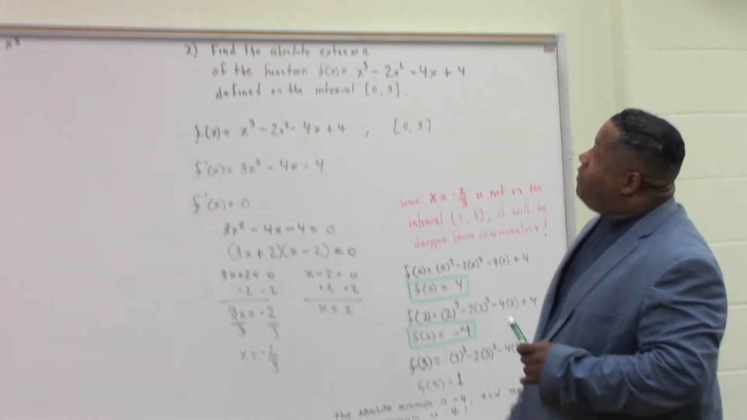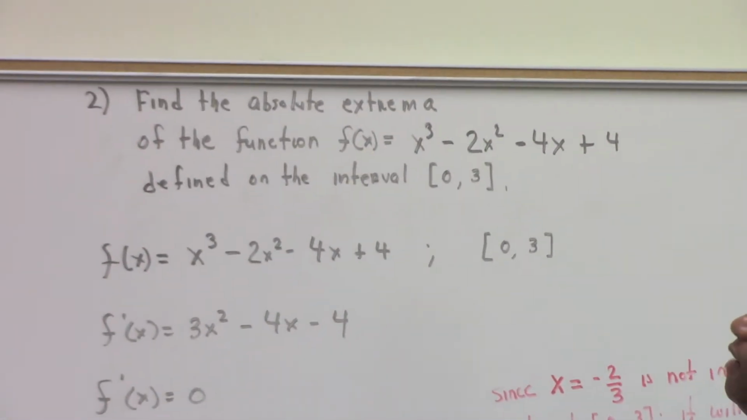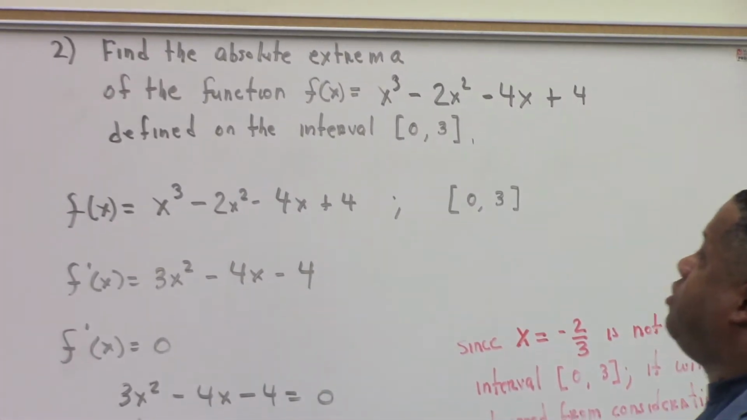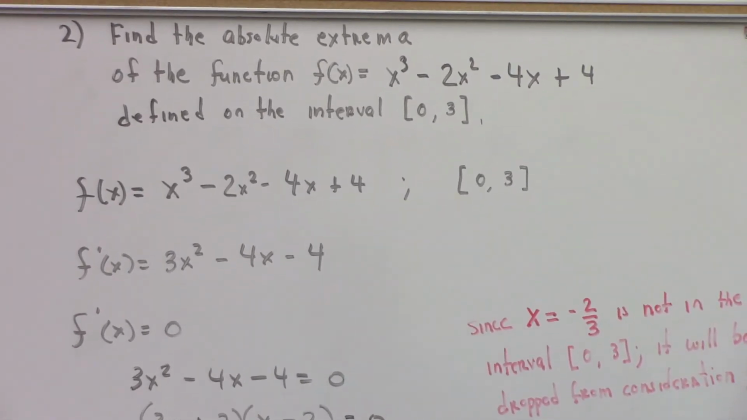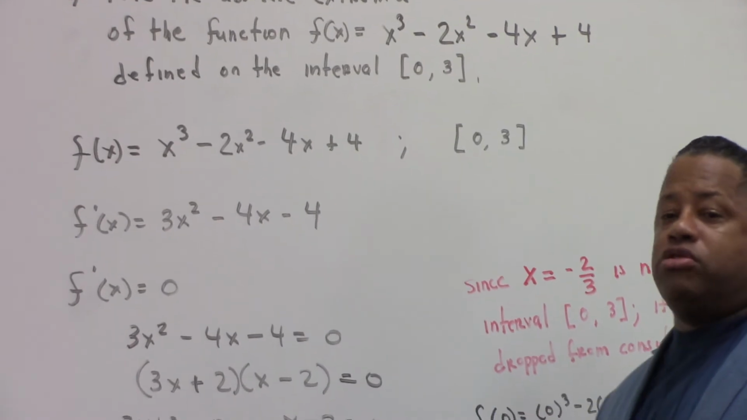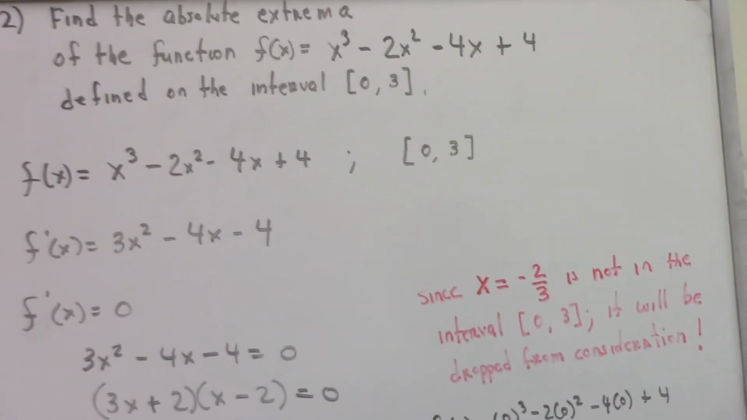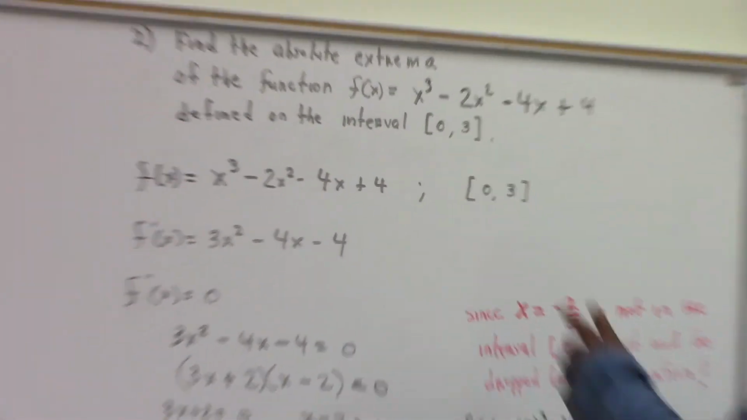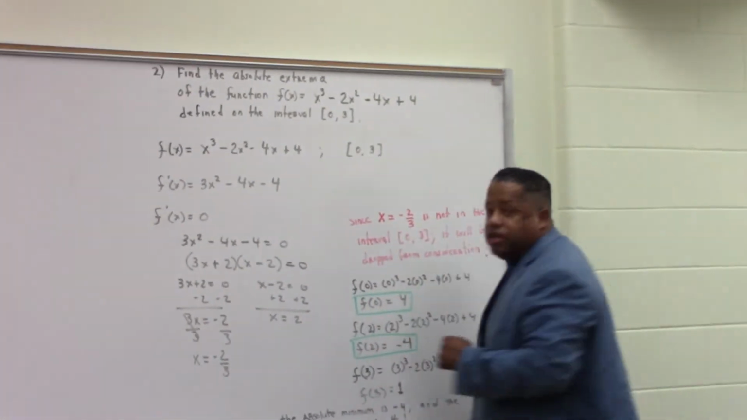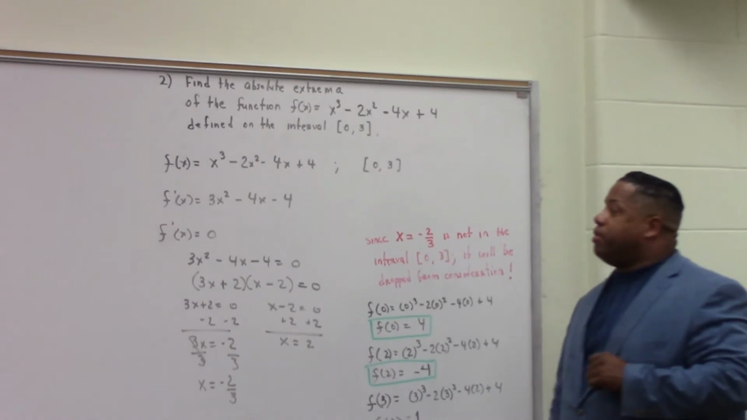So we want to find the absolute extrema of the function f of x is equal to x to the third minus 2x squared minus 4x plus 4, defined on the interval 0, 3. Of course, again, these are brackets, so that means that this is a closed interval, and these numbers are inclusive in the calculation for the absolute extreme.